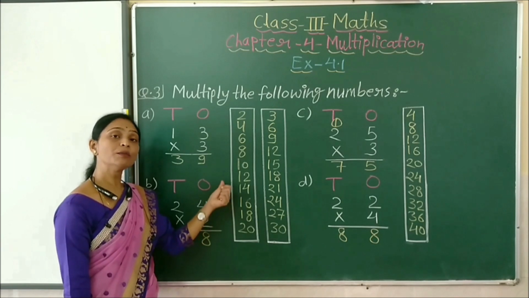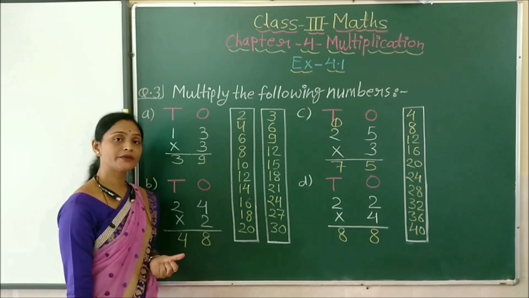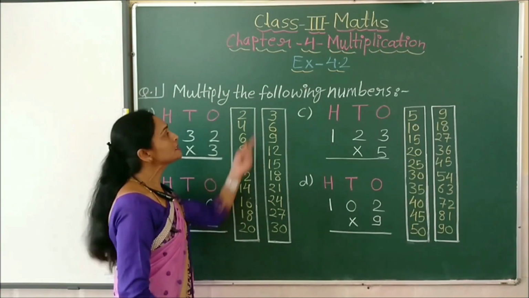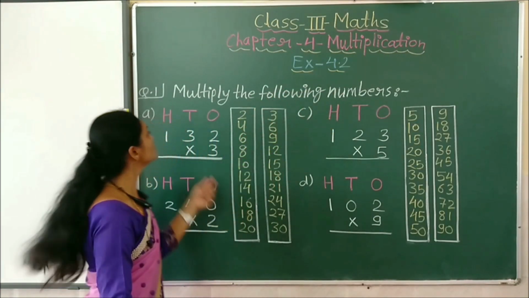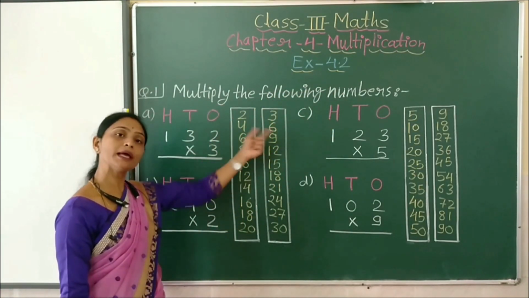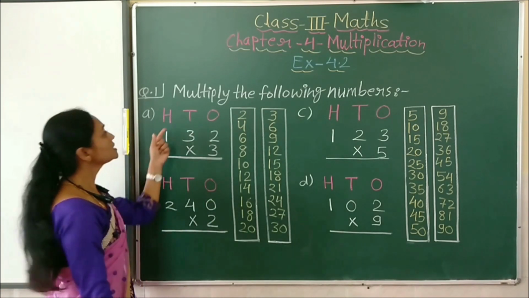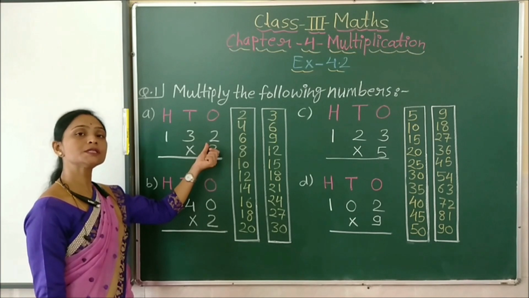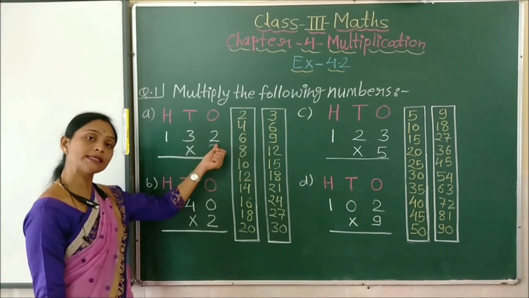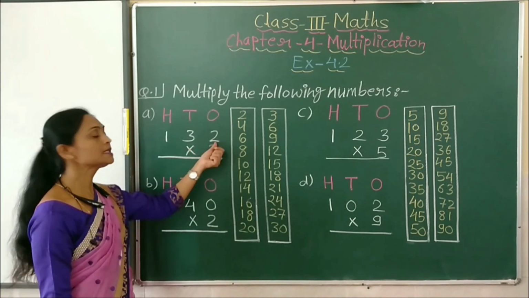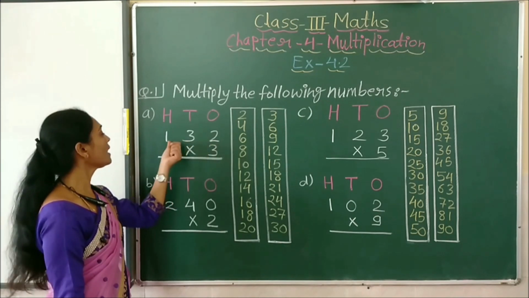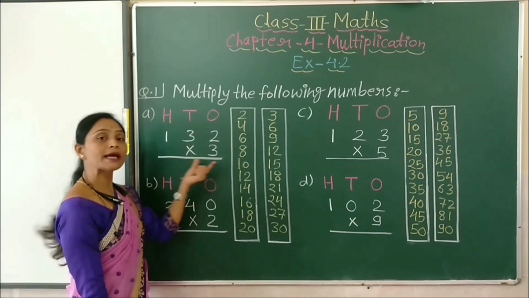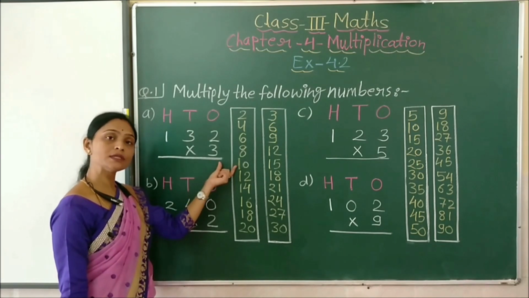Yes, so you must learn all the tables children. Yes, now we will solve the next exercise. Now let's solve exercise 4.2 question number 1. Multiply the following numbers. Now see children, here also we have the same type of questions, but here we now have 3-digit numbers. Yes, you can see this is 1, 2 and 3. How many digits are there? 3 digits. So we are going to follow the same steps here also.